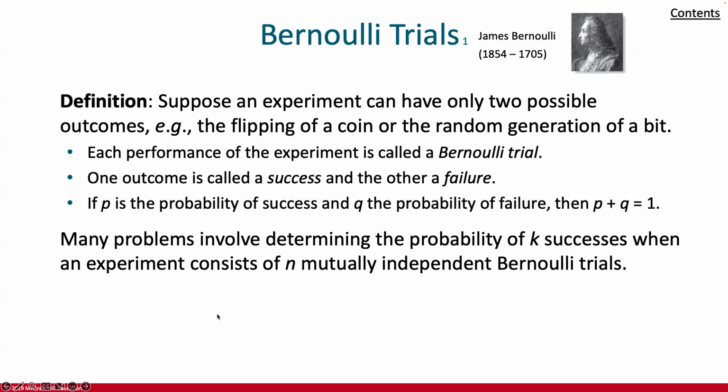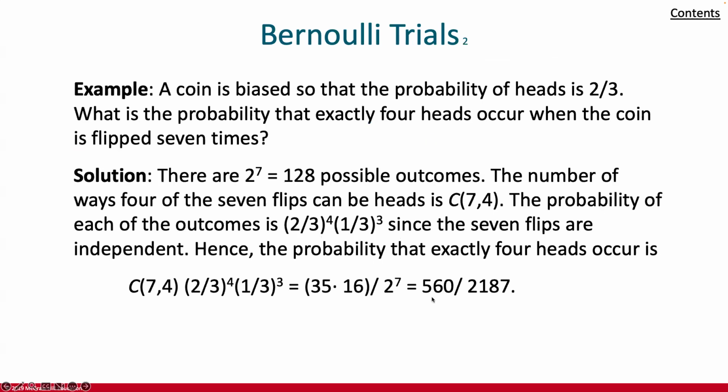Many problems involve determining the probability of k successes when an experiment consists of n mutually independent Bernoulli trials. As an example, a coin is biased so that the probability of heads is 2/3. What is the probability that exactly 4 heads occur when the coin is flipped several times?